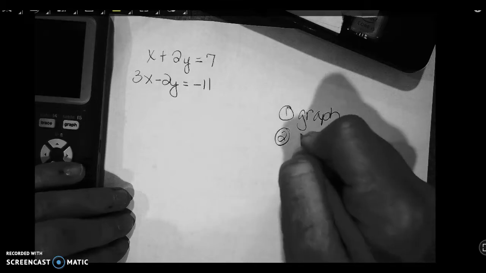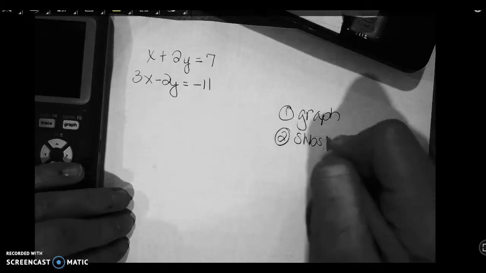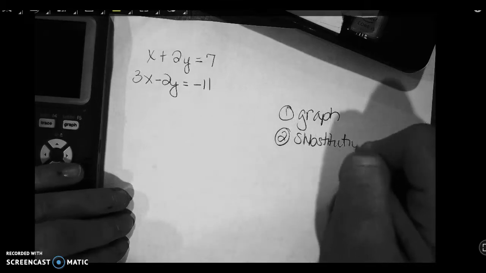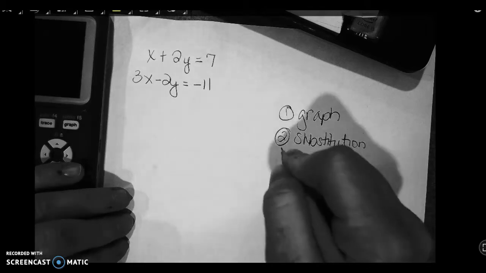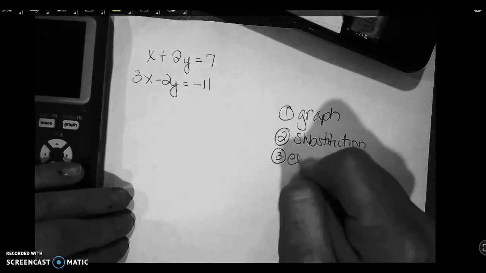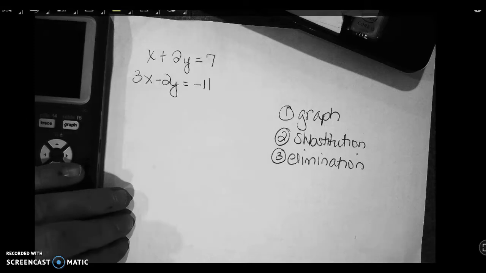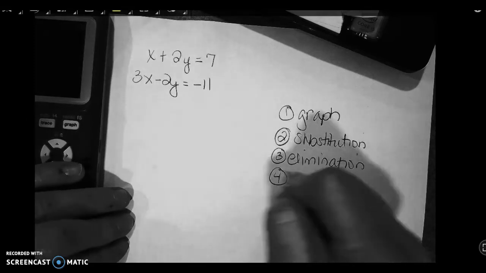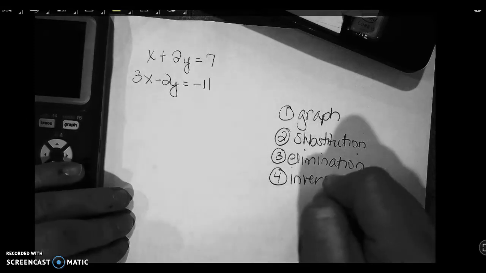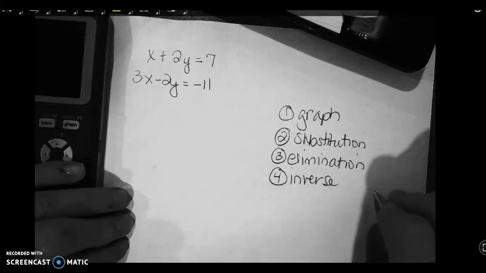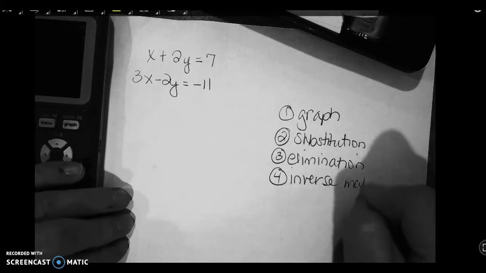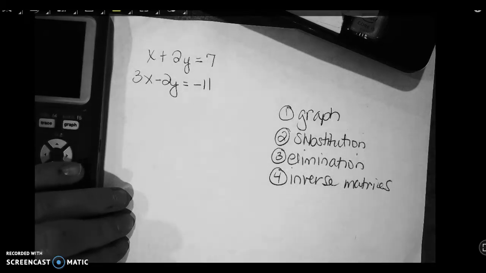We can solve by using substitution, which you've done before. You can solve by using elimination, which is another strategy you've done before. In our previous couple of lessons, we've learned how to solve this by using inverse matrices.